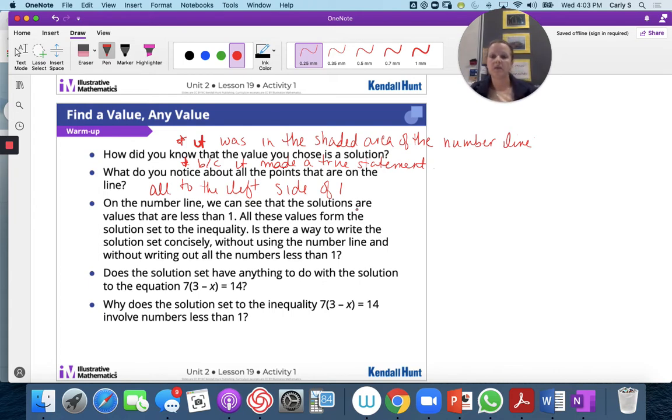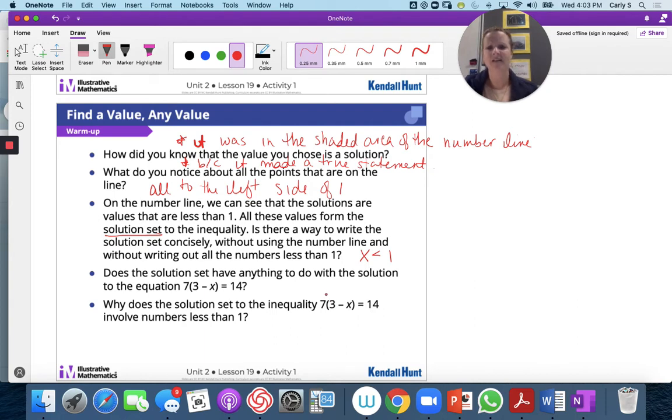On the number line, we can see that the solutions are values that are less than 1. All these values form the solution set to the inequality. Solution set is a very important vocabulary word. Is there a way to write the solution set concisely without using the number line and without writing out all the numbers that are less than 1? Yes, I write x is less than 1.